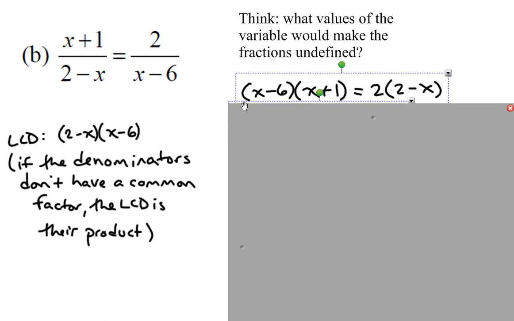I would like you to proceed to distribute this all out, solve for x, get as far as you can, and then play the recording once you've got your values of x. Okay, so hopefully you got as far as you can. If not, please pause and do that now.